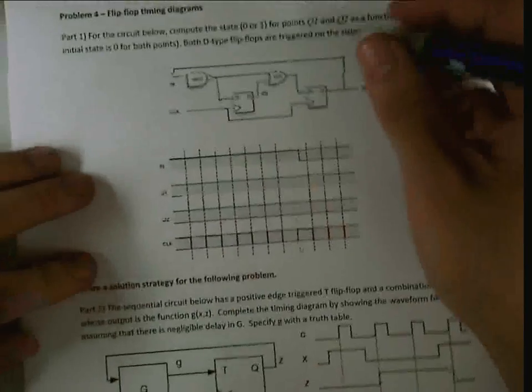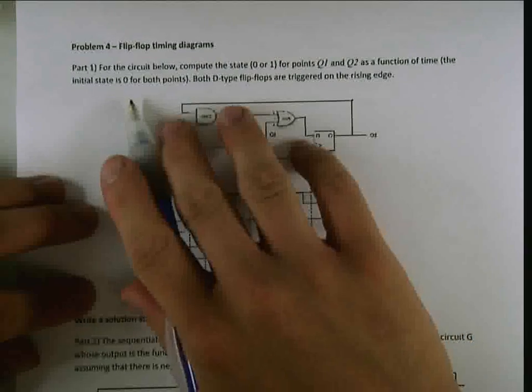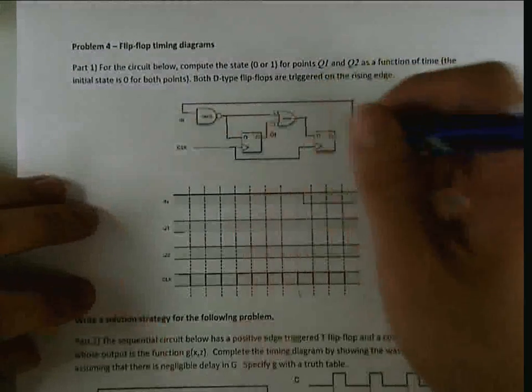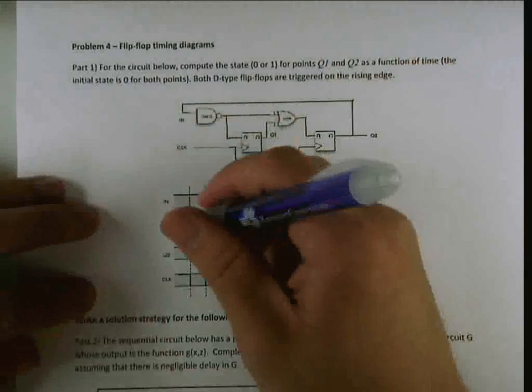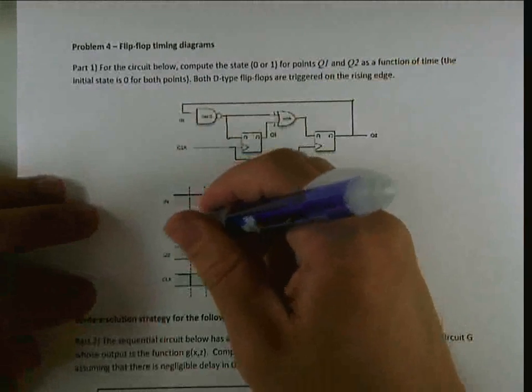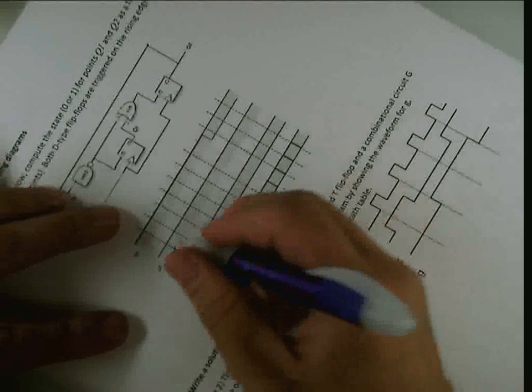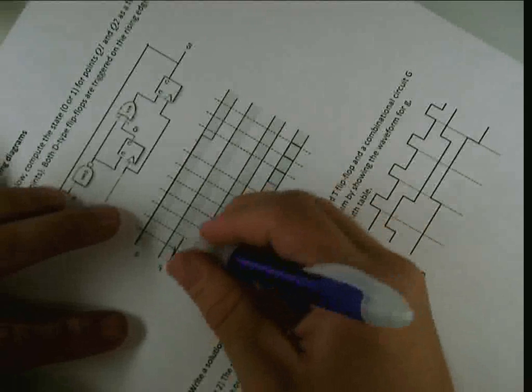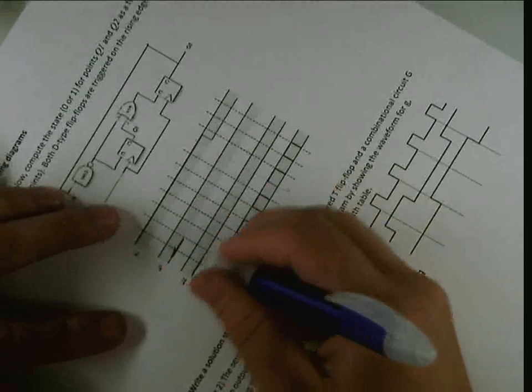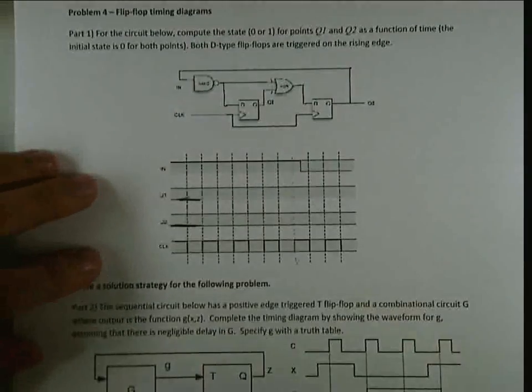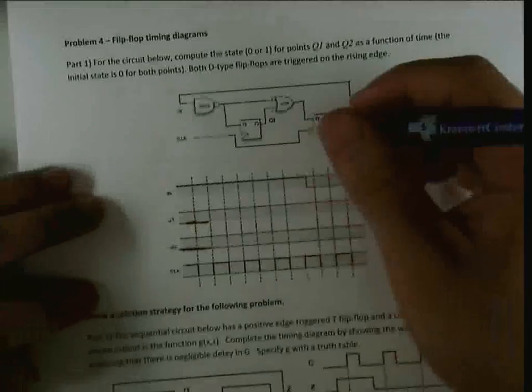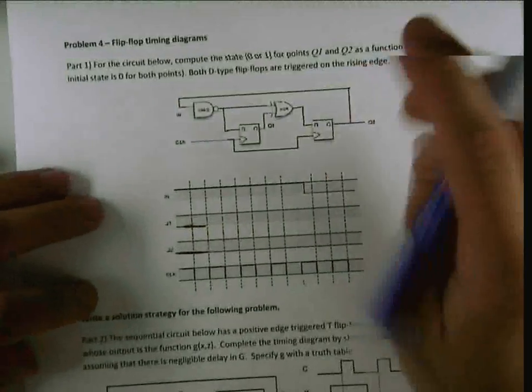So we know we start off with the initial state being 0 for both Q1 and Q2. So Q1 is 0 up until the first clock edge, as is Q2. So the next thing we need to figure out is how these things are affected.